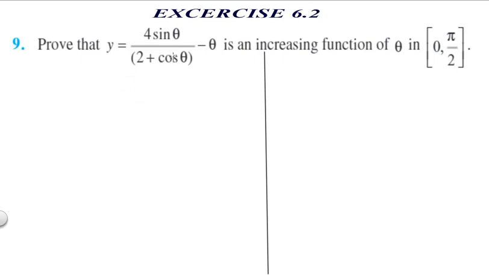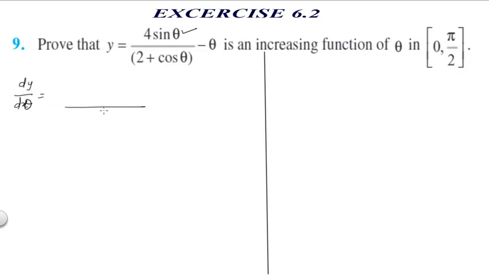In this question, y equals 4 sin theta upon 2 plus cos theta minus theta is an increasing function of theta in the interval 0, pi by 2, closed interval. So we have to prove that it is an increasing function. Let us first find dy by d theta. In the first term, we will use the quotient rule, and we will differentiate with respect to theta as the parameter is theta here.